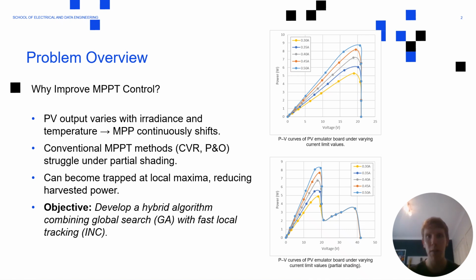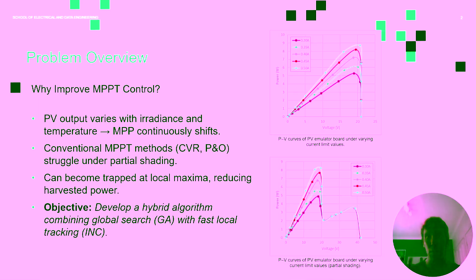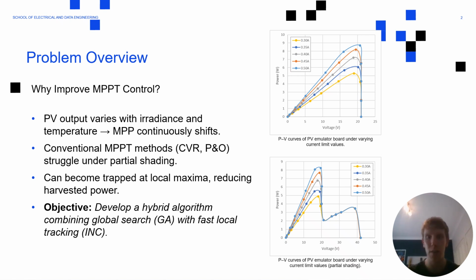Many conventional algorithms, such as CVR and PNO, lack the ability to reliably track the global maximum power point under partial shaded conditions, which exhibit two distinct peaks. The objective of this project is to develop a hybrid algorithm, combining the genetic algorithm as a global search and incremental conductance as a fast local tracker.